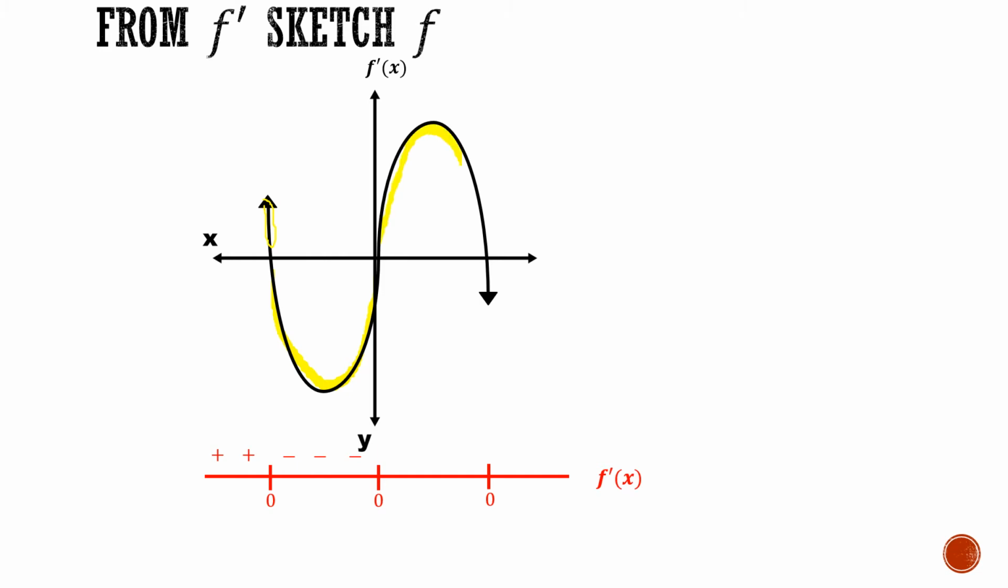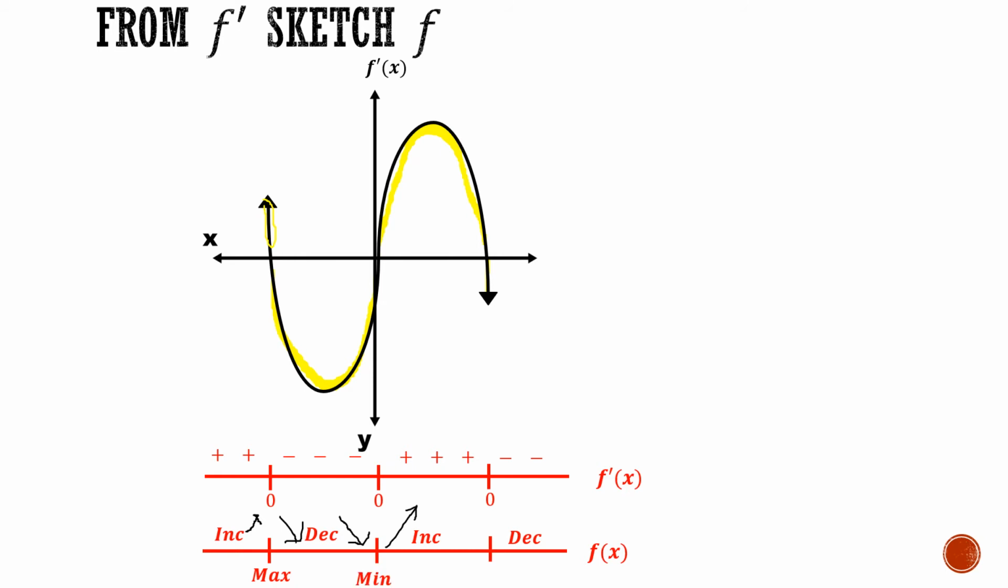Then I go positive again, so plus signs on my line. And then I go negative, so negative signs on my line. Well, that tells me that my f graph is going back and forth from increasing, decreasing, increasing, decreasing. So if I draw an f line real quick, I have increasing, decreasing, increasing, decreasing, which tells me that at these zeros, since this one was increasing to decreasing, that had to be a maximum. This one was decreasing to increasing, so that had to be a minimum.